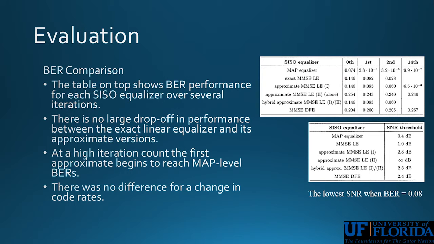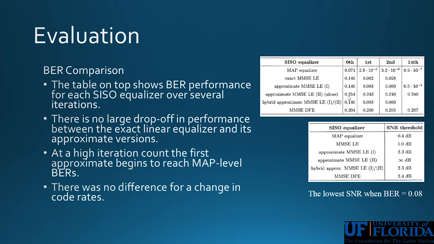For the bit error rate comparison, see this table on the right, which shows the bit error performance for soft-in, soft-out equalizers over several iterations. Obviously, the MAP equalizer is going to be the best, but we don't see a large drop-off between the exact linear equalizers and its approximate versions. Even at higher iteration counts, the approximates begin to reach MAP-level bit error rates.